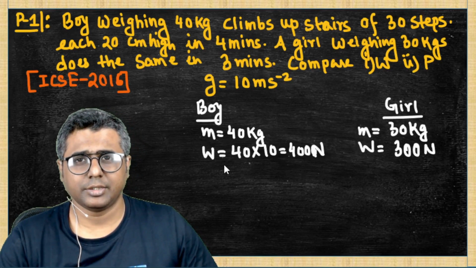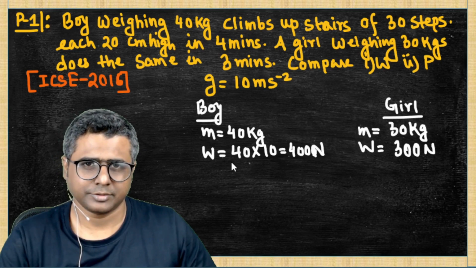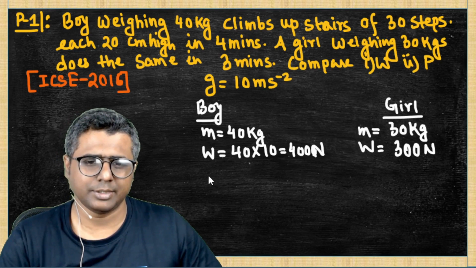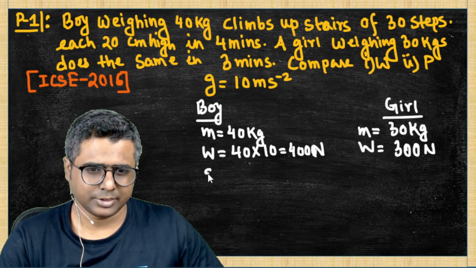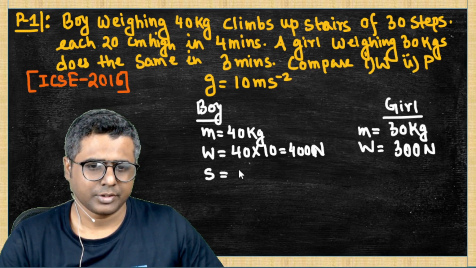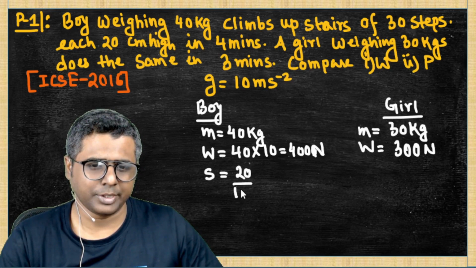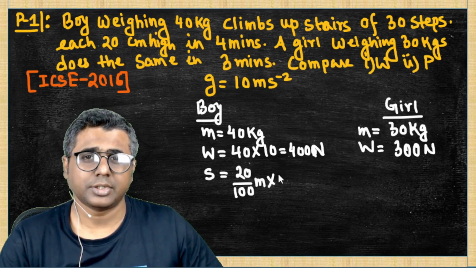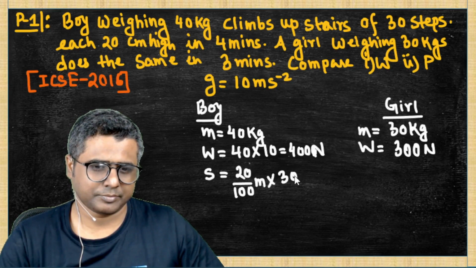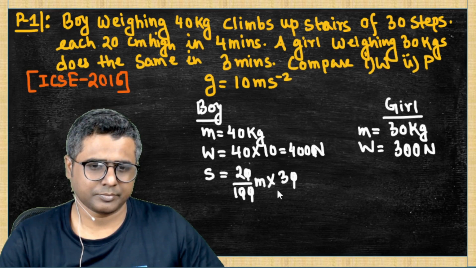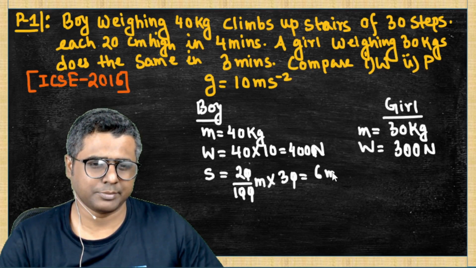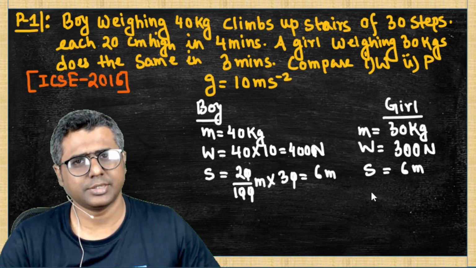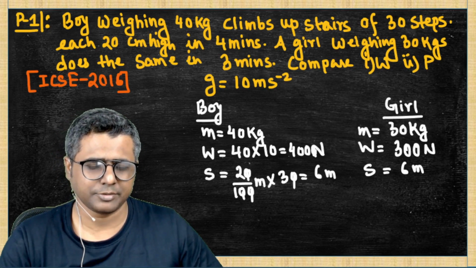Now what is the height they are going in the stairs? So each step is 20 centimeter, so the displacement over here is 20 centimeter. I will convert it into meter, 20 by 100 meter into 30 steps. So it will come out to be 6 meters. So this is same for both of them, right? This is same for both of them. This is not going to change.